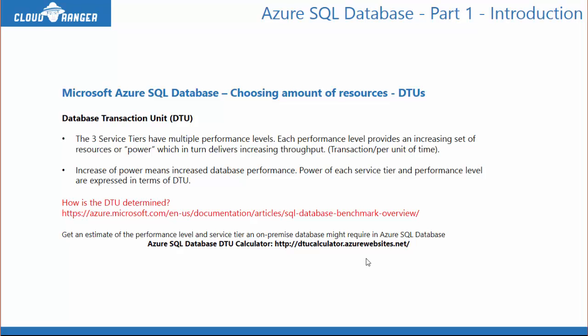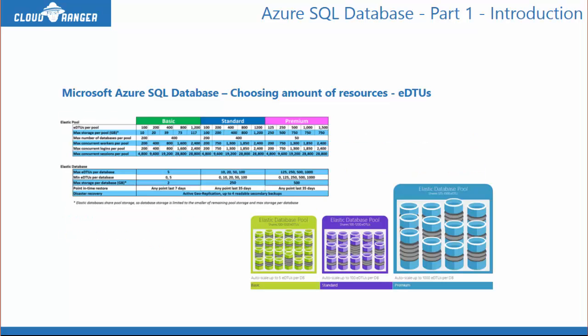So once again, I want you to think of DTU as transactions per second. That's definitely not the best explanation, but it's the closest you're going to come to, depending on how Microsoft did the benchmark and everything else. This article from Microsoft in the Azure documentation, SQL Database Benchmark Overview, tells you how they performed it. Basically it was a bunch of queries given at a certain time to a certain set of resources, which determined those numbers. I hope that helps you understand this a little bit.